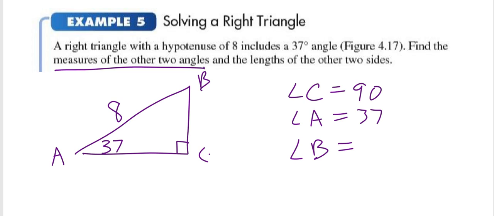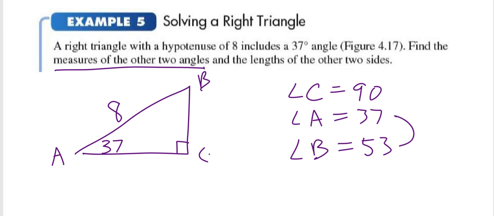Say it louder. 53, you're right. How'd you know that? Okay, so you added them all up to 180. That's true, you could do that. You could also realize that these two angles right here are extremely nice to each other. We call them complements because they add up to 90. Okay, so we found the two angles.